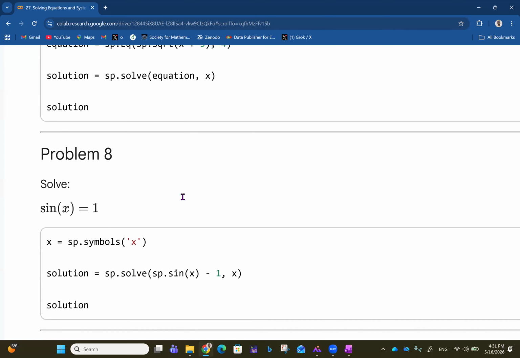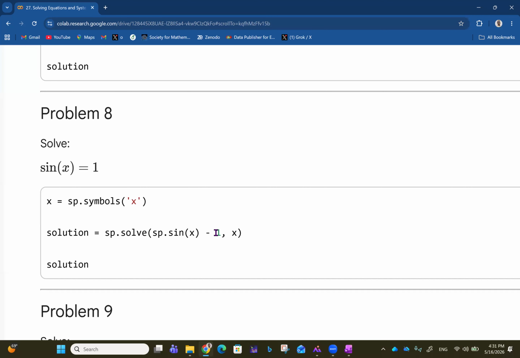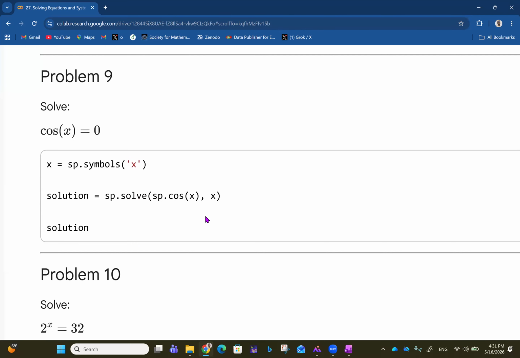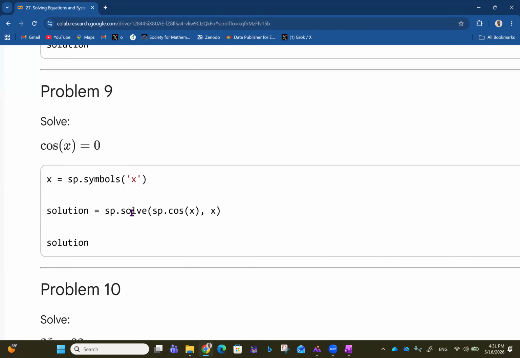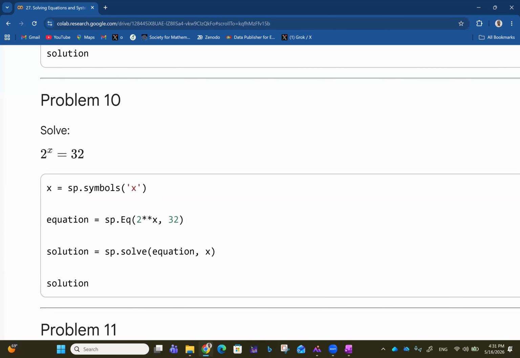Just copy paste. Then problem 8, you have sin x equals 1. So you solve trigonometric. You can also do solve sets to get all the possible, finite sets like that. Then problem 9, cos x equals 0. Same thing. After using SP solve, you can use solve sets to get the range of solutions in more general terms.